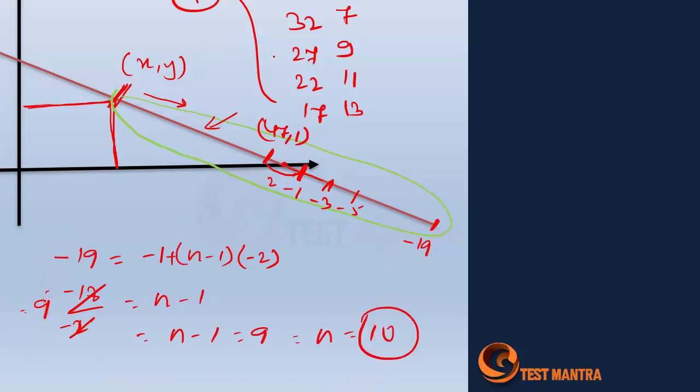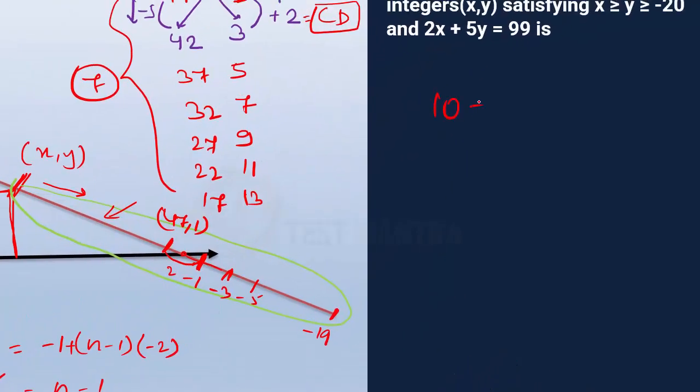So I have 10 figures available here, and 7 figures available here. The total number of figures should be 10 plus 7, or else 17 values will be there which will satisfy the integral values of x and y for this particular situation.